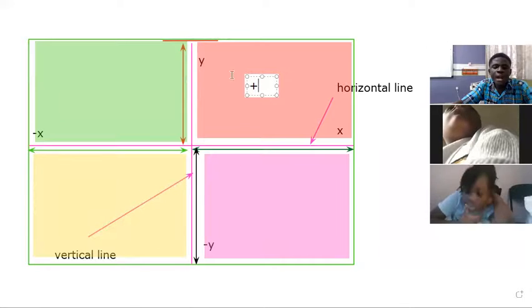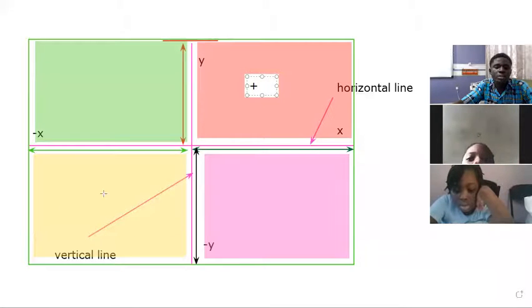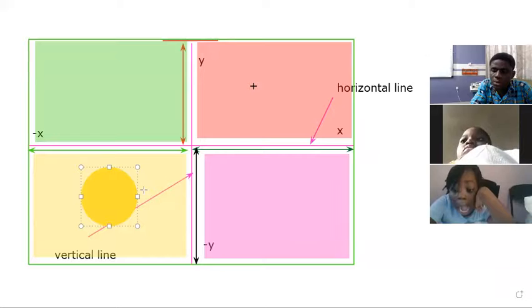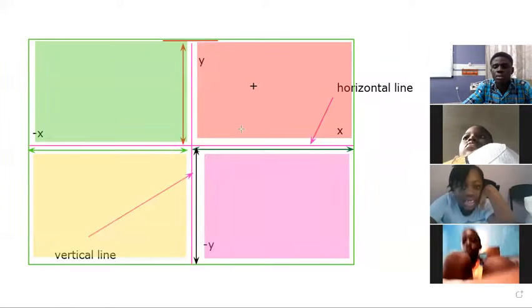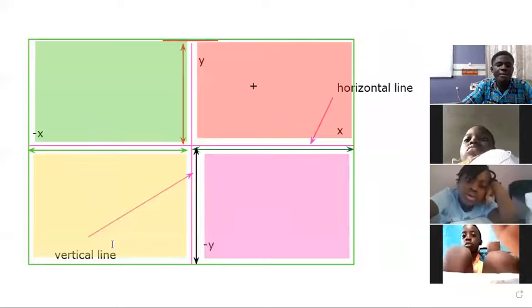So if the red area is positive, what will the orange area be known as? Here, this area. You see it? What will that area be known as, Audrey? No, it's no. What symbol should I write here?